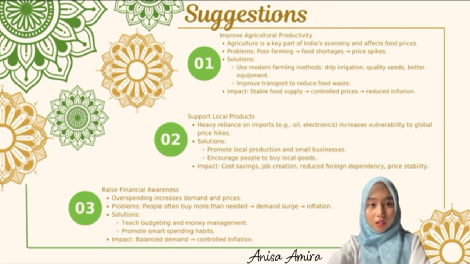Firstly, Indian agriculture faces challenges affecting food price and inflation. We propose adopting modern farming methods like drip irrigation, improved seed and efficient equipment, along with a better transportation network to reduce food waste. This measure will stabilize food supply, control price, and reduce inflation.